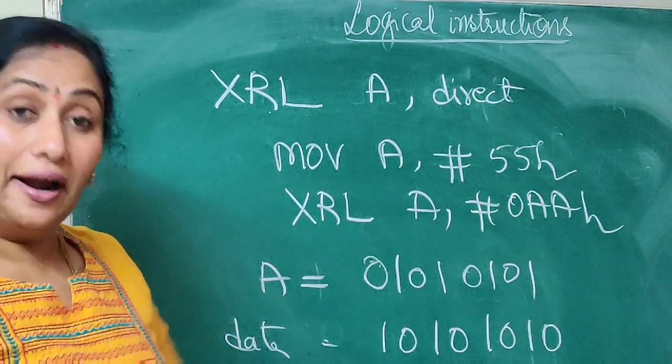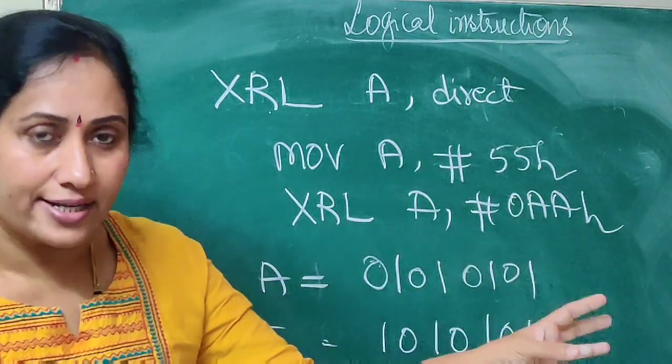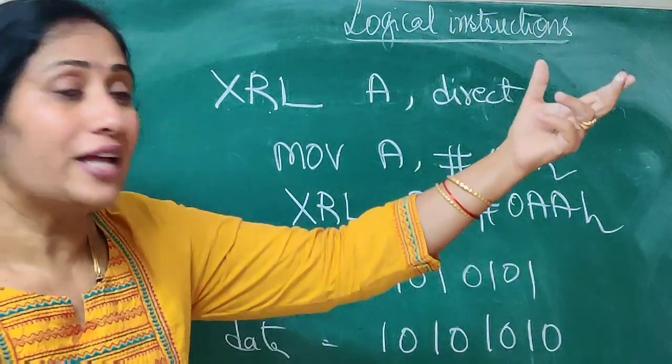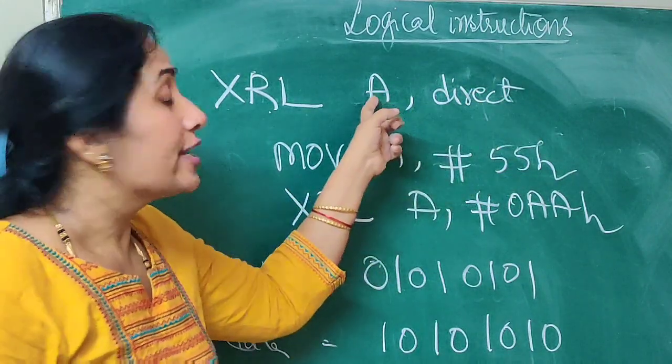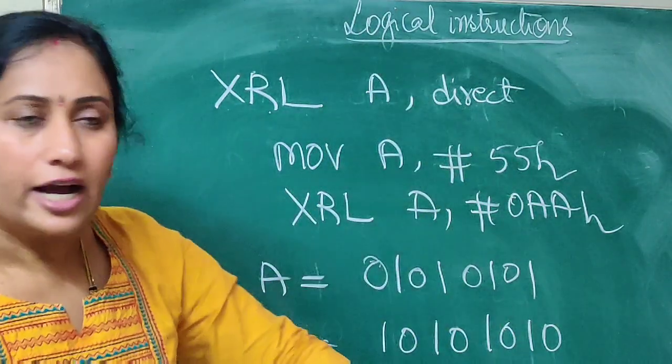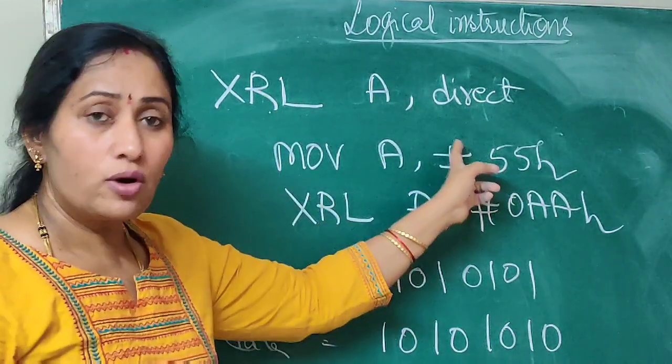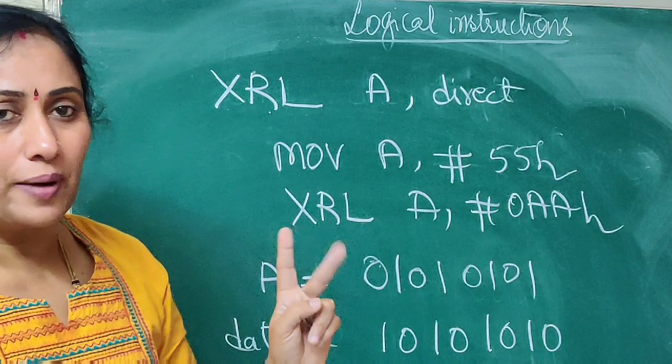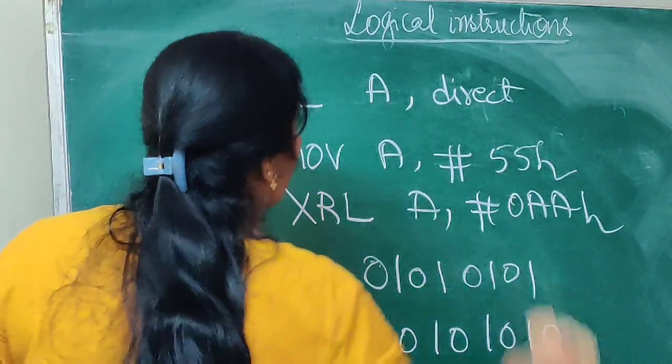I am going to specify the address of the memory location where the data is residing. The content of that particular address will get XORed with the contents of the accumulator, and the result will be placed in the accumulator. Direct addressing mode, length of the instruction is going to be 2 bytes. The parity flag will get affected.